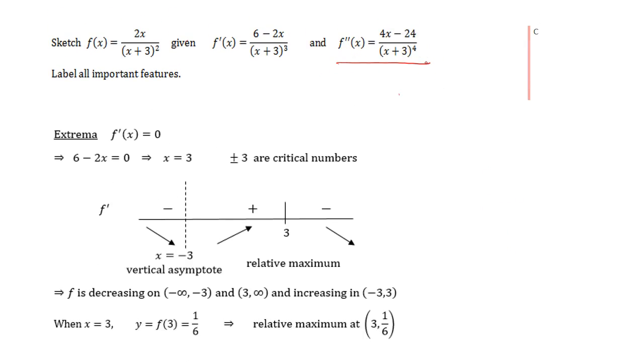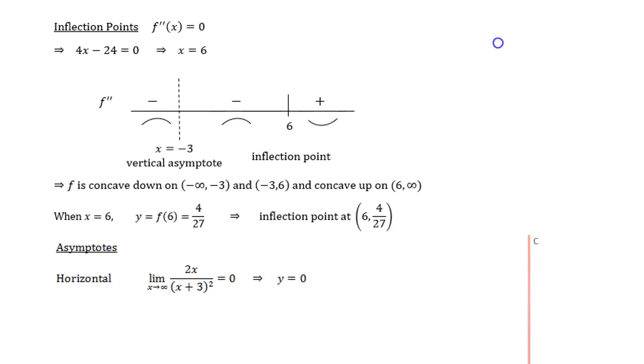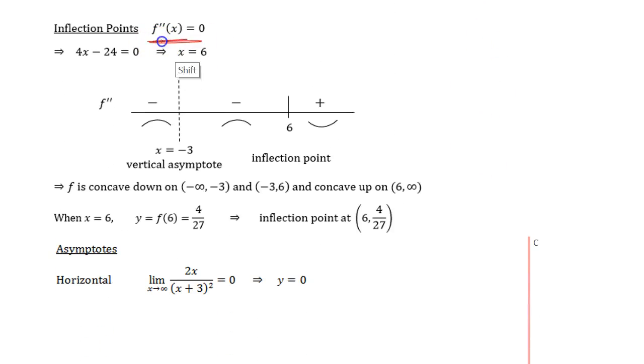So let this term equal 0, 4x minus 24 equals 0. So again, inflection points, second derivative equals 0, 4x minus 24 equals 0, x equals 6. So that's the possible point of concavity change, inflection point. And as before, negative 3 makes it undefined, but we know that's a vertical asymptote. So it cannot be a point of concavity change or inflection point. But we will test the interval to see if it's concave up or concave down.